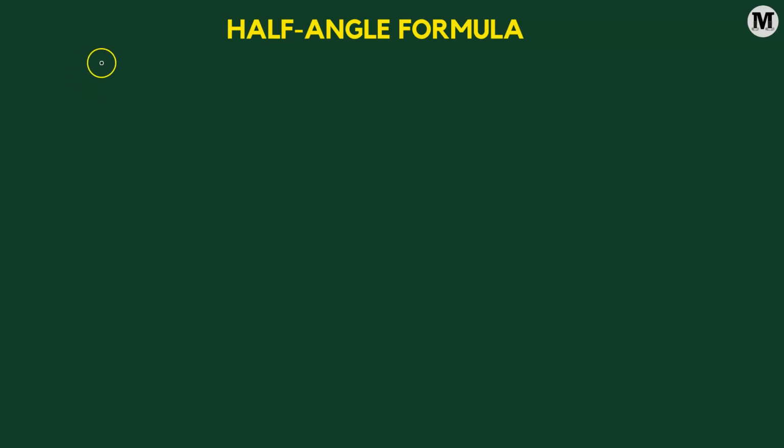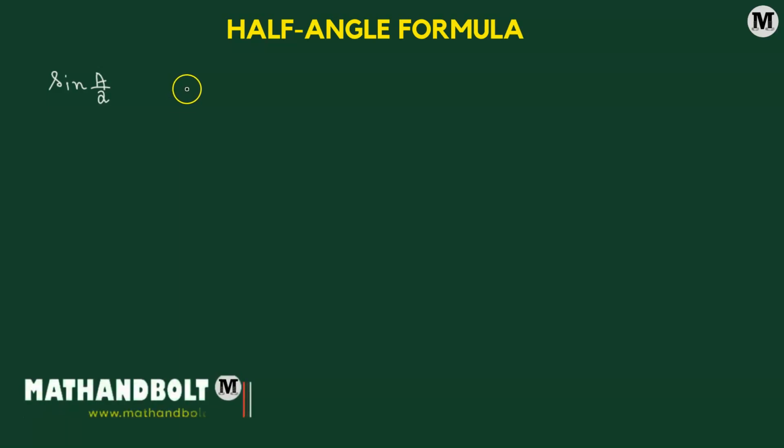Let's discuss the half angle formula. So what we'll do, we'll start by first deriving a formula for sine of the angle A over 2. Now, to find an expression for sine A over 2, we're going to use the cosine formula.